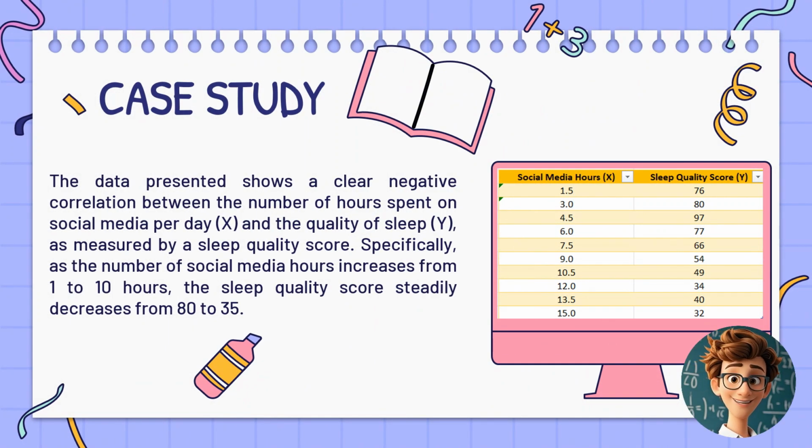Case study. The data presented shows a clear negative correlation between the number of hours spent on social media per day, X, and the quality of sleep, Y, as measured by a sleep quality score. Specifically, as the number of social media hours increases from 1 to 10 hours, the sleep quality score steadily decreases from 80 to 35.